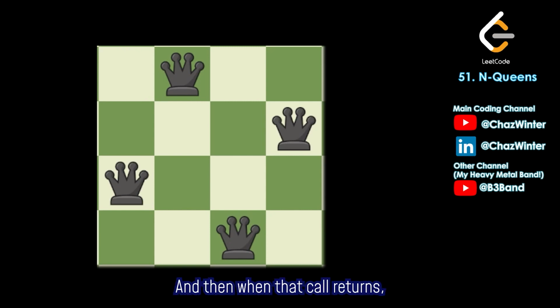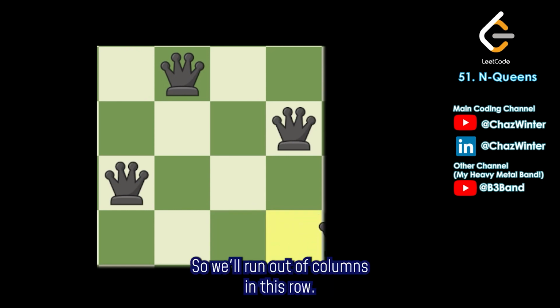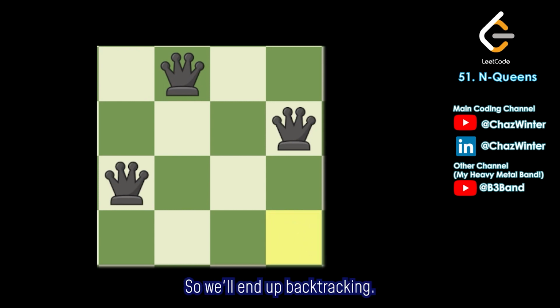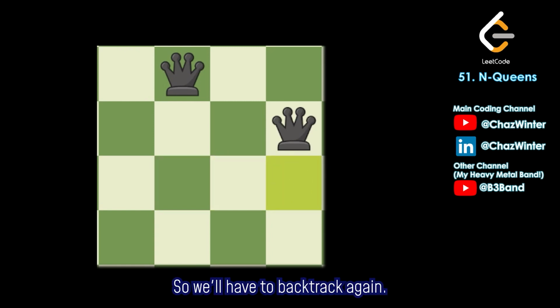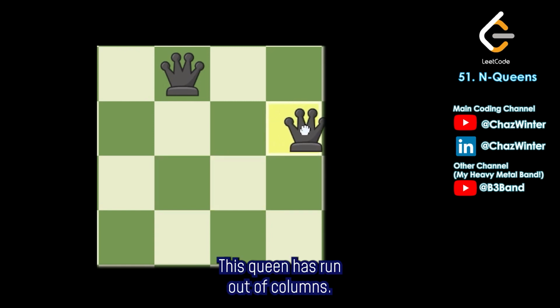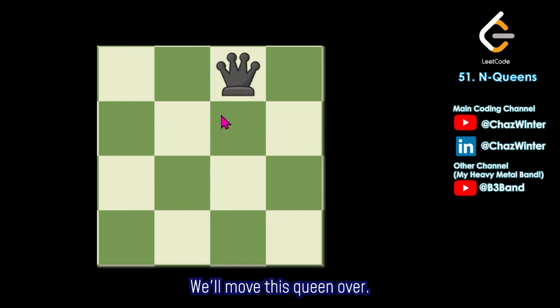And then when that call returns, it goes back to the 4th call, so that means we're right back in the 4th row, and this queen is actually going to move to the next column. It turns out this column is unsafe, so we'll run out of columns in this row, so we'll end up backtracking. This queen actually will not have any safe squares, so we'll have to backtrack again. This queen has run out of columns, so we'll backtrack again. We're back in the first row. We'll move this queen over.